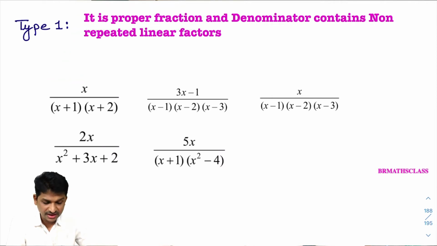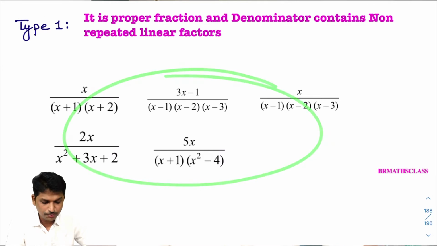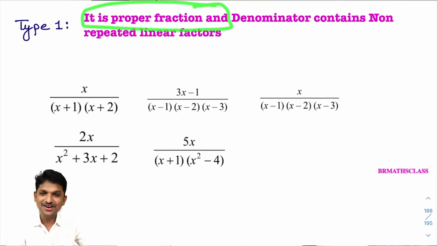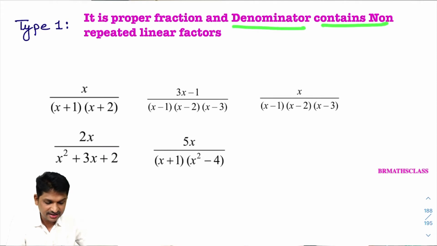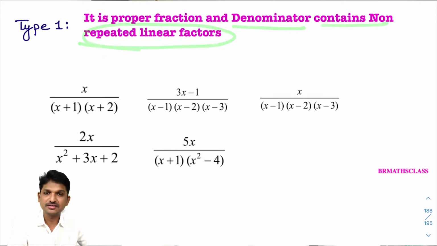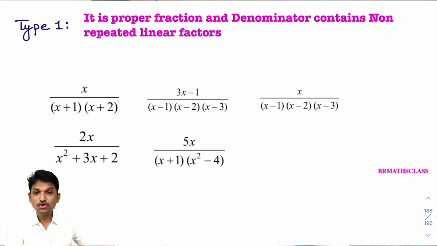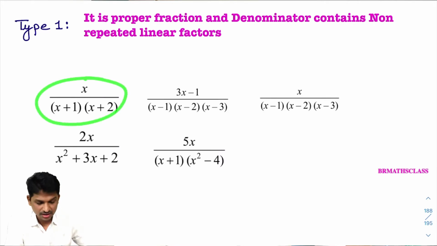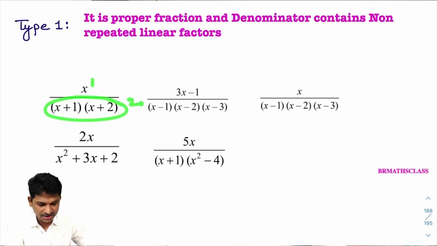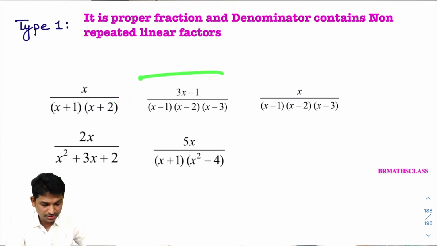Okay. What is type 1? First of all, the given function must be a proper rational function and the denominator contains non-repeated linear factors. First thing, you observe, is it proper or not? The degree of the numerator is 1. The degree of the denominator is 2. So the degree of the numerator is less than the degree of the denominator. Yes, it is a proper fraction. Observe this one.